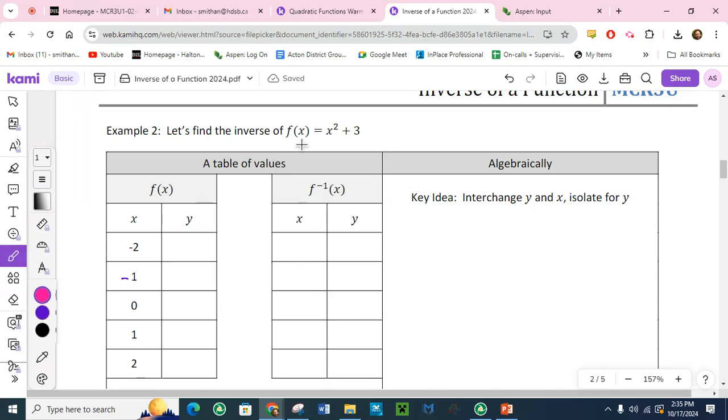So here we go. This rule says square x and then add 3. So negative 2 squared is 4, add 3 is 7. That's not so bad for us to do. Negative 1 squared is 1, add 3 is 4. 0 squared is 0, add 3 is 3. And then it's symmetric. We get 4 and 7.